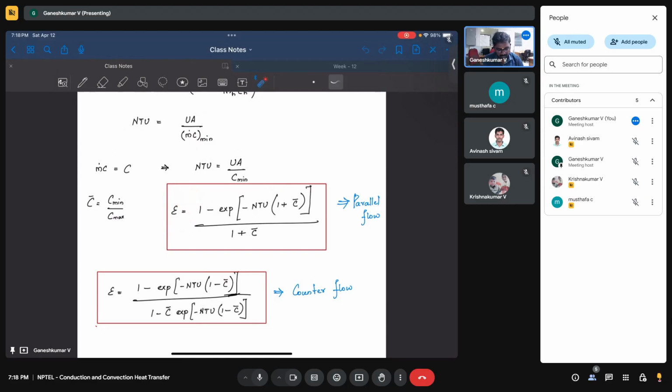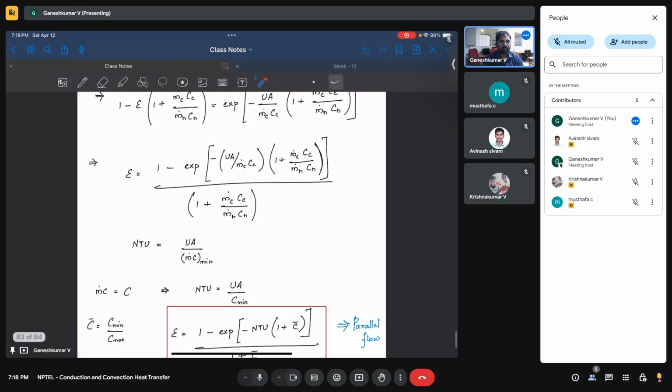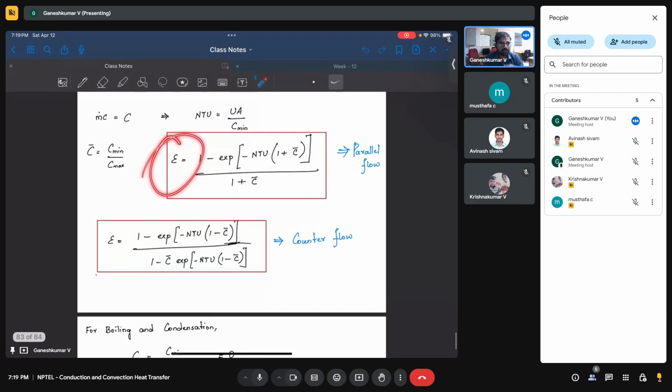So once you find effectiveness, which is Q actual by Q max, and Q max is already known, you can find the Q actual. Once you know Q actual, we know Q is m dot C delta T, right? For hot fluid it's m dot C delta T for hot, and m dot C delta T for cold. So this is going to be the same. For different fluids you will have the same heat transfer, and from there you can find the exit temperatures of hot fluid and cold fluid. Okay, so this itself will directly give you the actual heat transfer.